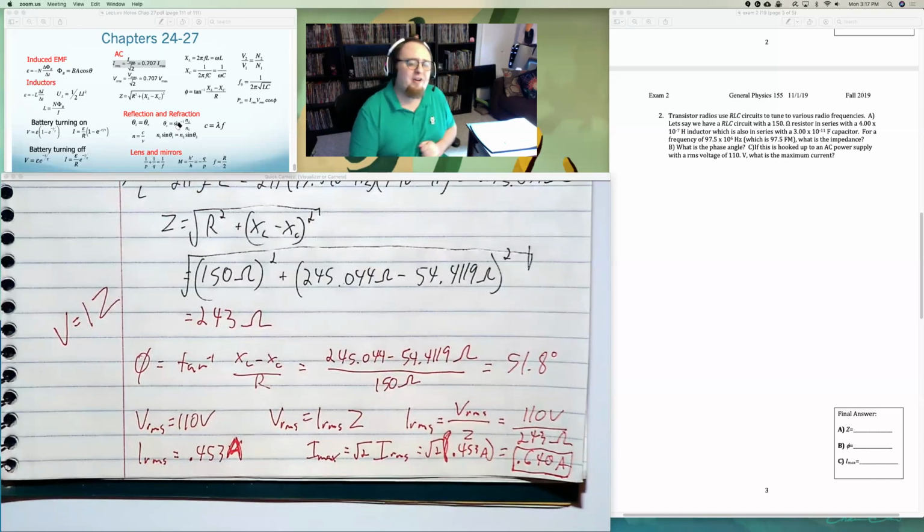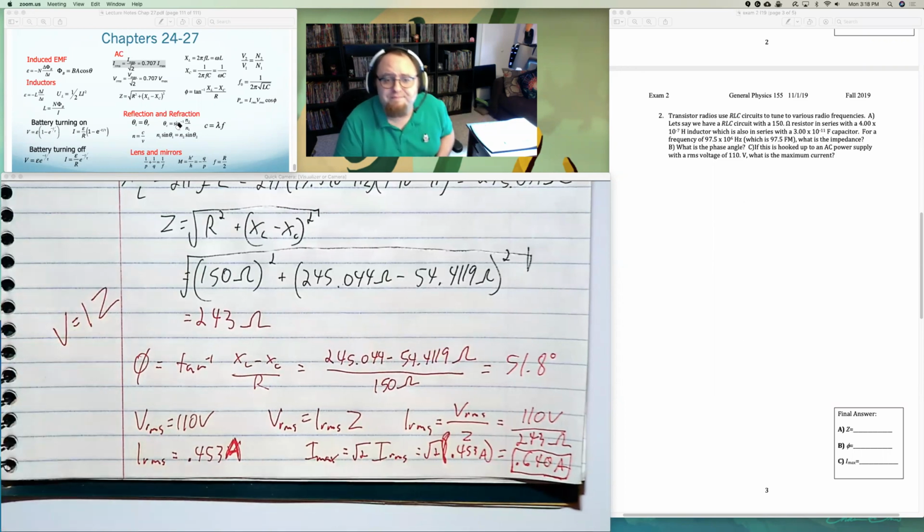I don't know if IRMS versus IMAX or VRMS versus VMAX. I literally don't remember if it shows up. I had a real hard time thinking of a fun problem for this one, though I did get one in the end. But definitely impedance will show up in some way. Phase angle probably will too. I kind of expect Ohm's law to show up in some way. I don't remember what I asked. I wrote the exam a week ago. I don't remember it anymore.